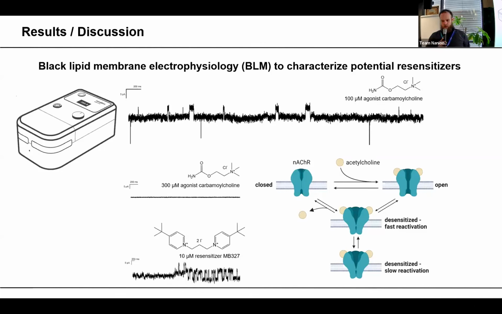After adding a potential resensitizer that we had in mind, and had discussed for several years, as other research groups have too, we added 10 micromolar of resensitizer MB327. Despite the fact that 300 micromolar of agonist was present and the desensitized state should be stable, we see spontaneous open events again at a really high frequency, matching the literature really well.